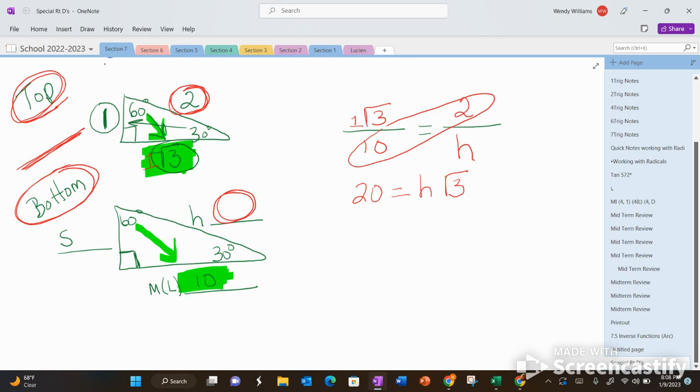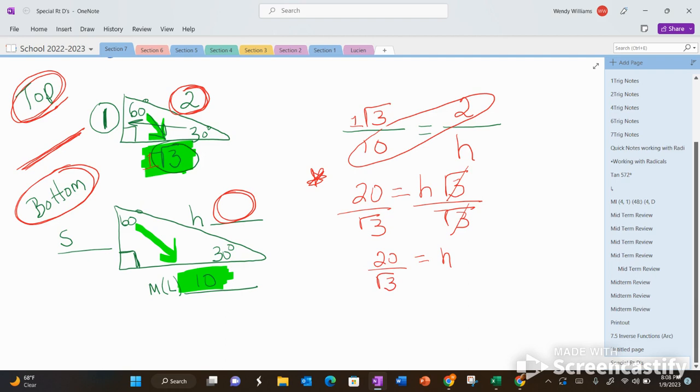How do we solve for the hypotenuse? Now this is the tricky part, and this is why those simplifying radicals came in handy. We're going to divide each side by the square root of 3. Square root of 3 divided by the square root of 3 is 1. 1 times h is h. And 20 divided by the square root of 3.